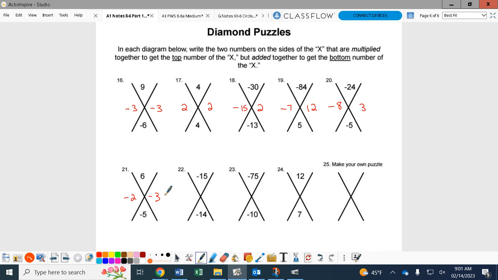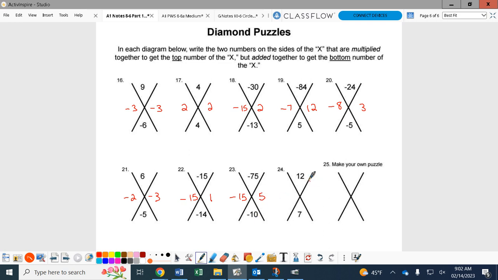What about 22? Someone else, guys, who hadn't done one. Did you do one? Yes. Negative 15 and positive 1. Good. Okay. I'll take a group answer on this one because a lot of people have trouble with this one. What do y'all think it is for negative 75 and negative 10? Negative 15 and 5. Okay. Negative 15 and positive 5 is correct.